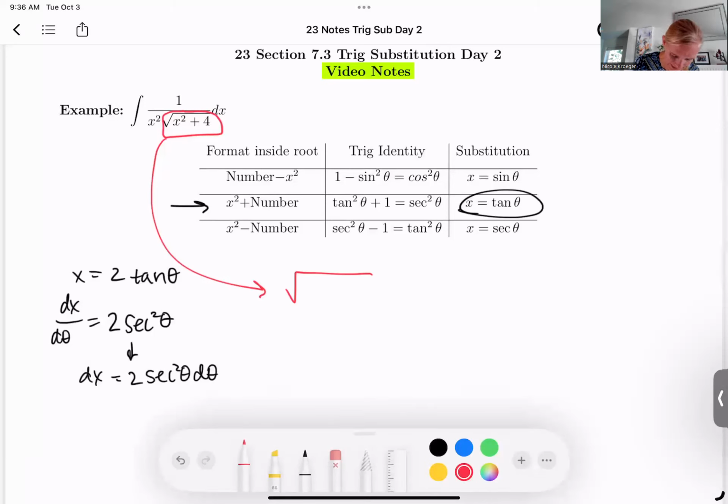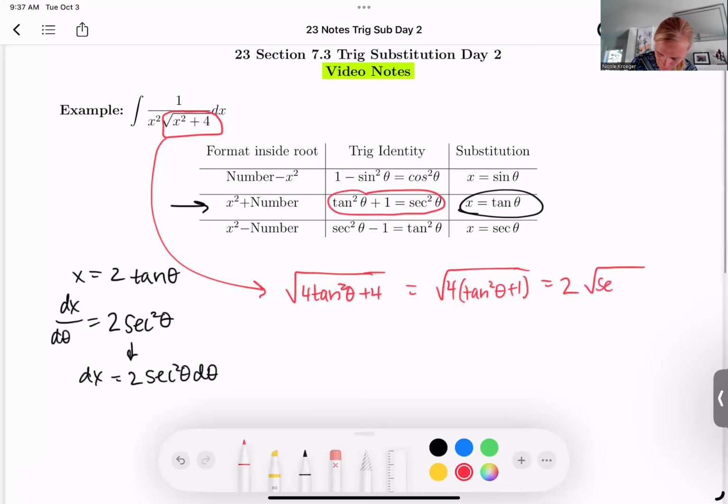So my x is 2 tangent theta. So x squared will be 4 tangent squared theta, plus 4. We factor the 4 out, and we're left with tangent squared theta plus 1. We pull the 4 out of the radical to make it a 2. Then tangent squared theta plus 1 is secant squared. So we have root secant squared theta. And so that's 2 secant theta. So that is what we will replace that square root with.